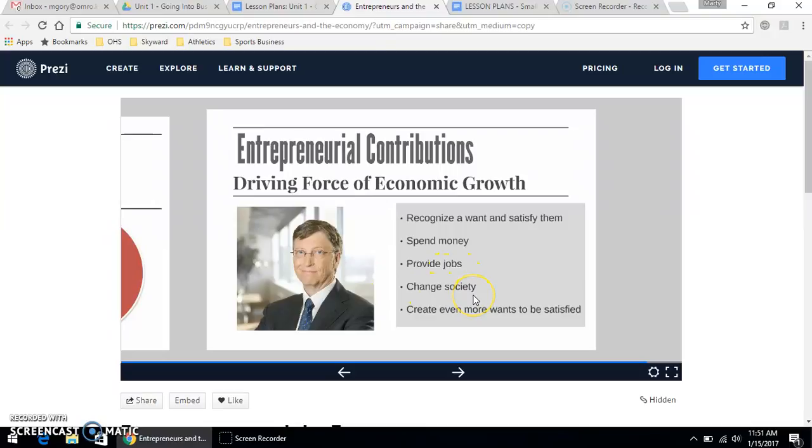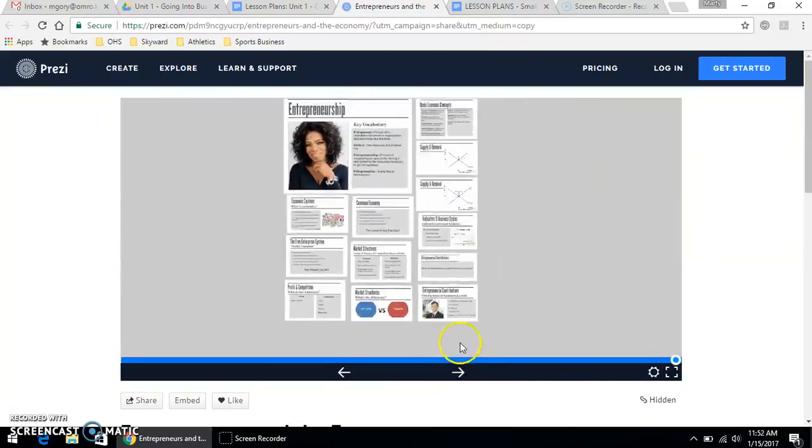They change society by having an impact on local communities. And they also create even more wants to be satisfied. So meeting the needs of consumers in one area could create a need in another area, thus creating an opportunity for another entrepreneur to be able to have success and fill that need. So entrepreneurs and the economy must coexist, they act together, they drive the economic system that we enjoy today.